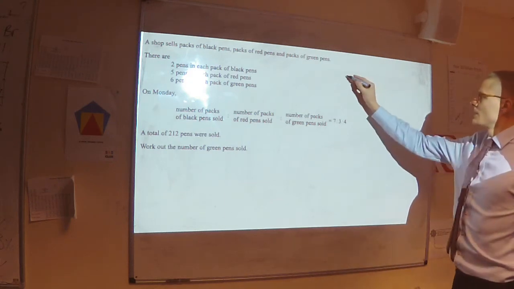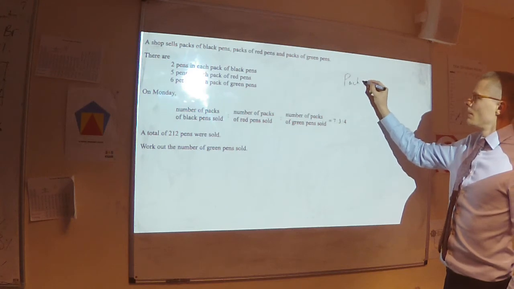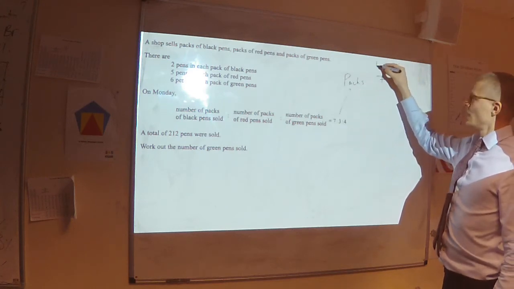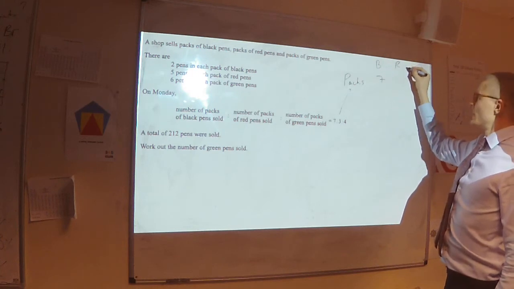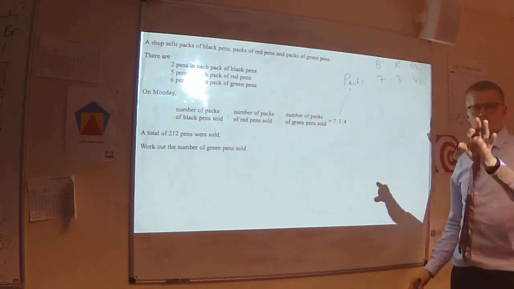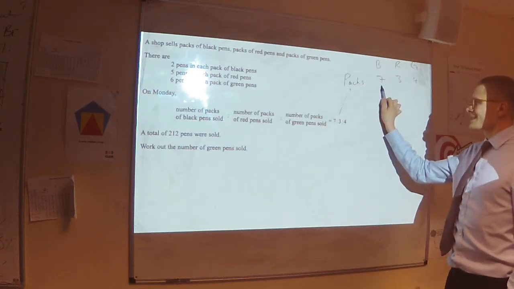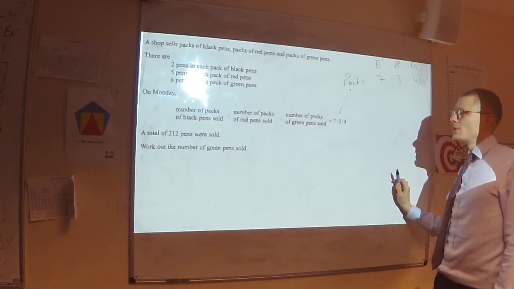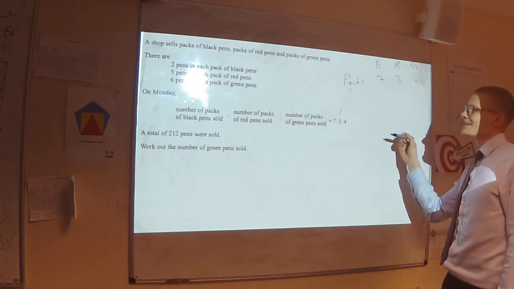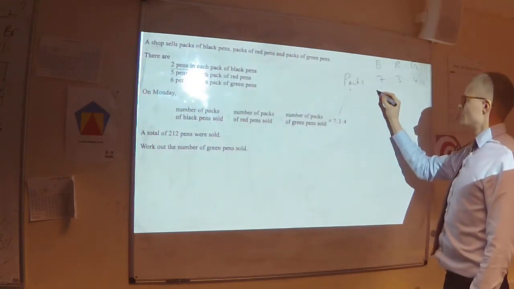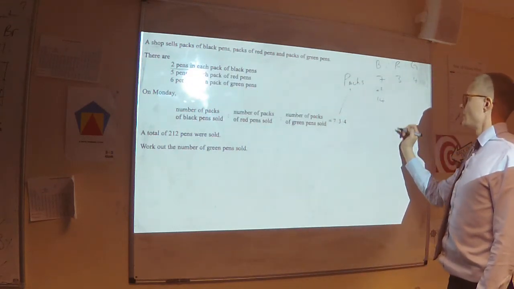So, if I have the packs, which is from here, is 7, and that's black to red to green, is 7 to 3 to 4. This is what most people realise. If I've got 7 packs of black pens, I need to know how many pens are in those packs. 7 packs, there's 2 pens in each pack, that's what I'm told here. So I'm going to times this by 2 and get 14.